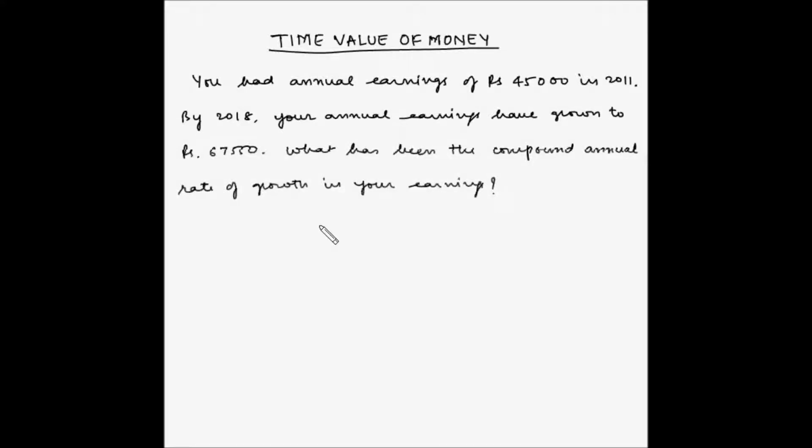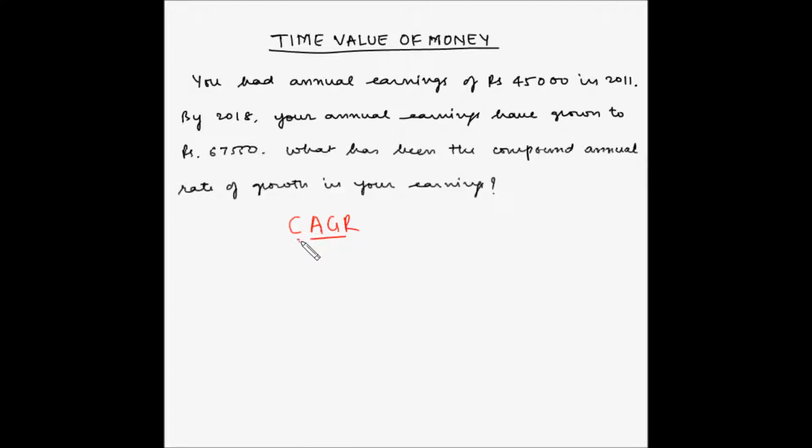Let us look at another example of time value of money to understand the concept of compound annual growth rate. You had annual earnings of rupees 45,000 in 2011. By 2018, your annual earnings have grown to rupees 67,550. What has been the compound annual rate of growth in your earnings? So this is an important concept called CAGR.